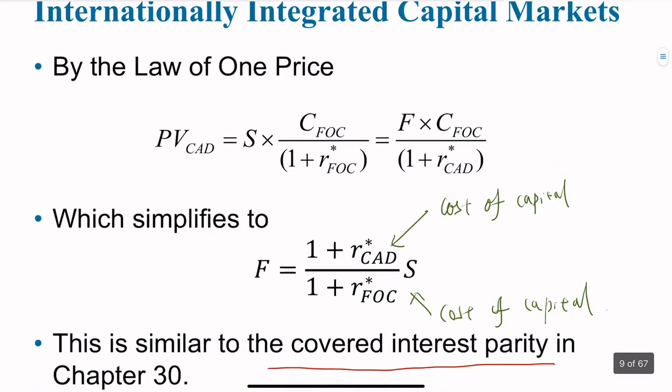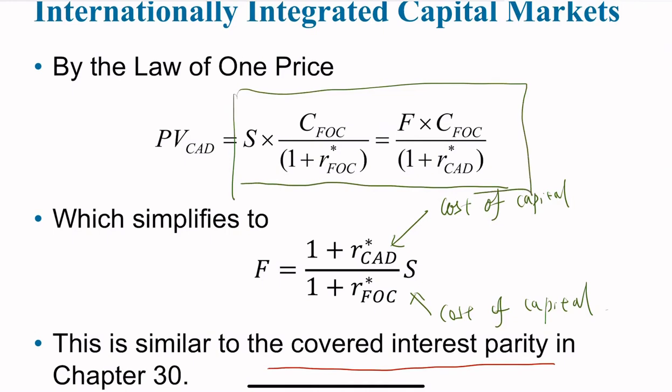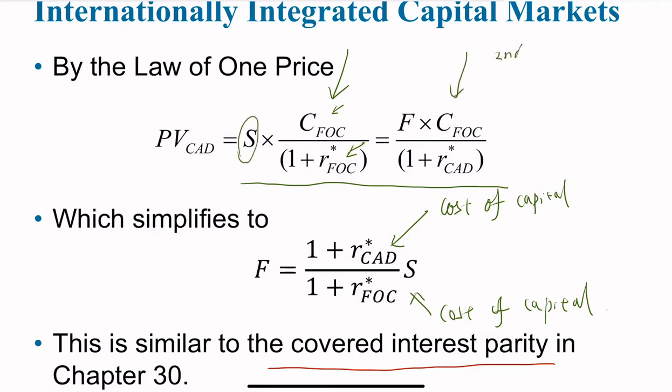which is this thing here. So basically, this is the first method, right? You're discounting foreign cash flow at the foreign cost of capital, and then you convert this present value into Canadian dollars using the spot exchange rate. And then this is the second case, right? So in the second case, you convert the foreign cash flow using the forward exchange rate into Canadian cash flows. And then you will discount Canadian cash flows using the Canadian cost of capital.